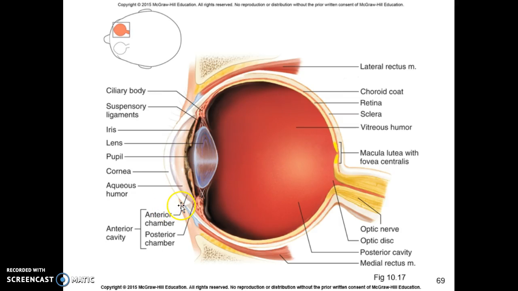So the outer layer here at the front that kind of bulges out, this is the cornea, and it's the continuous layer back here, which is the sclera. So it's the same layer, just over the front it's referred to as the cornea.